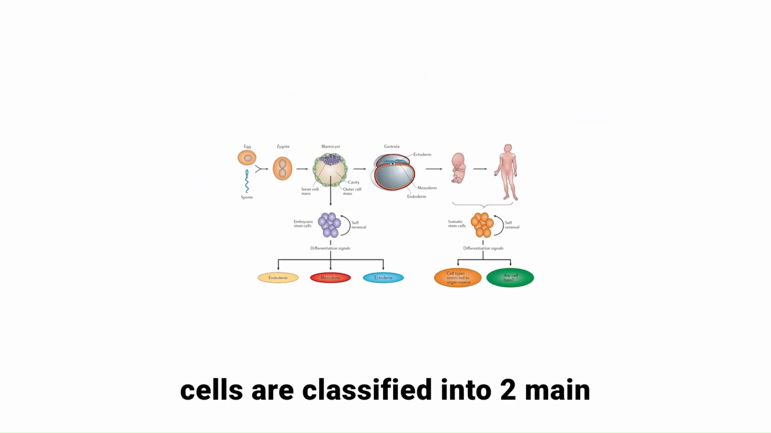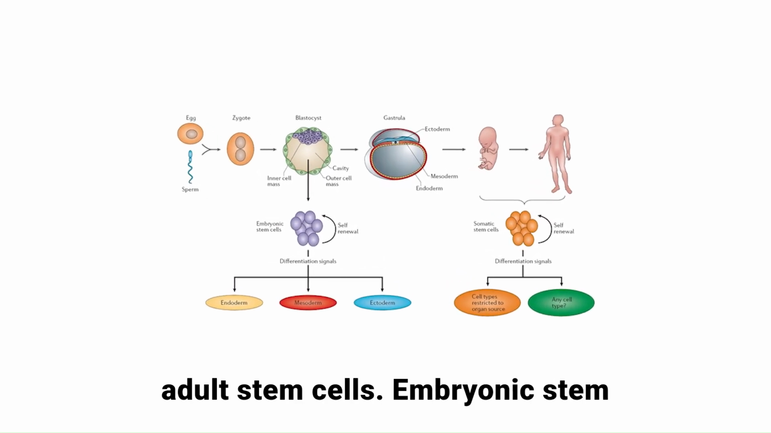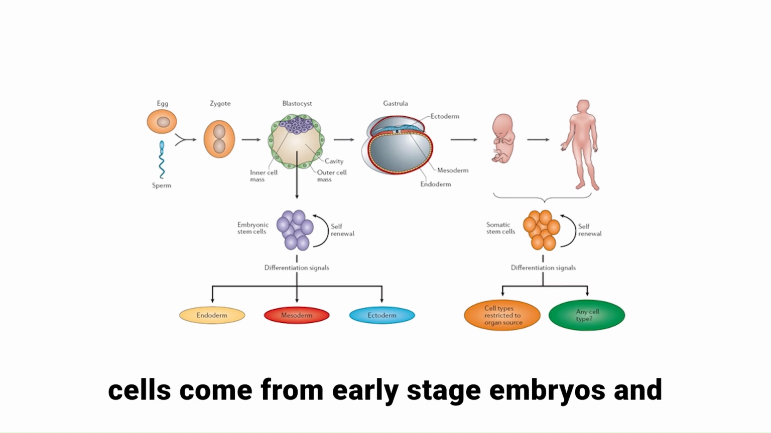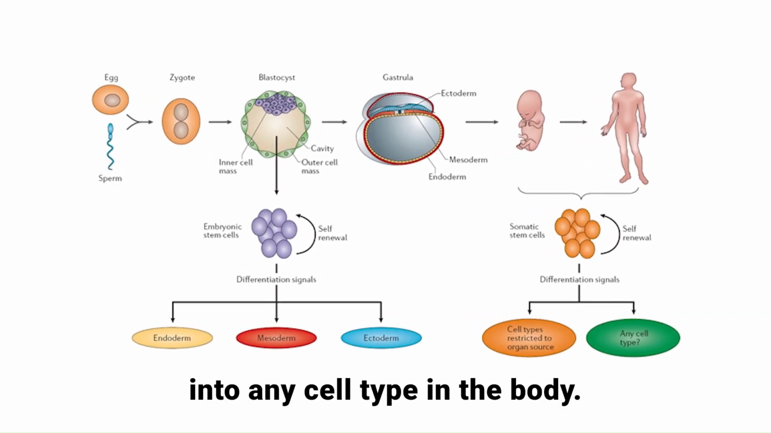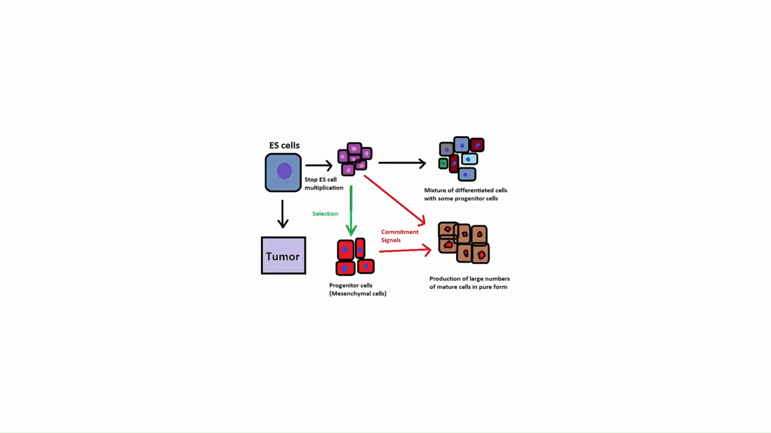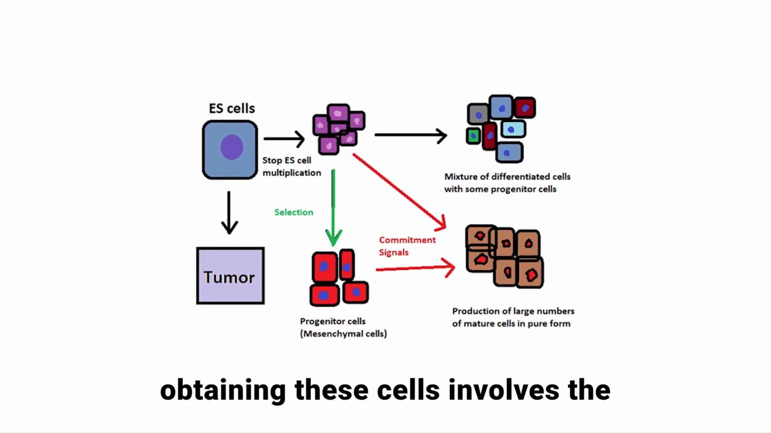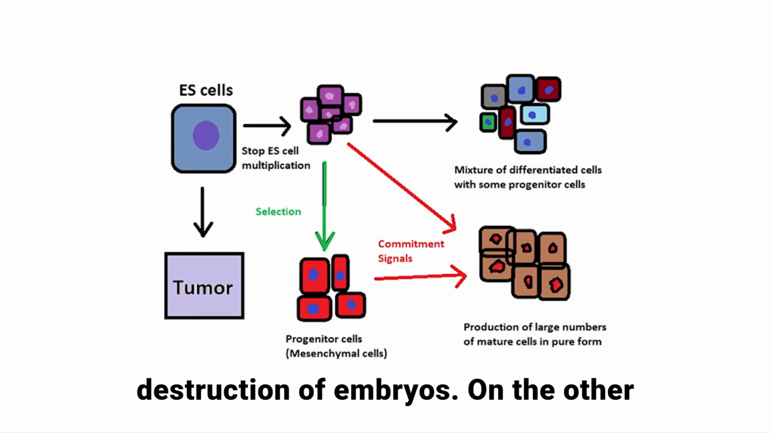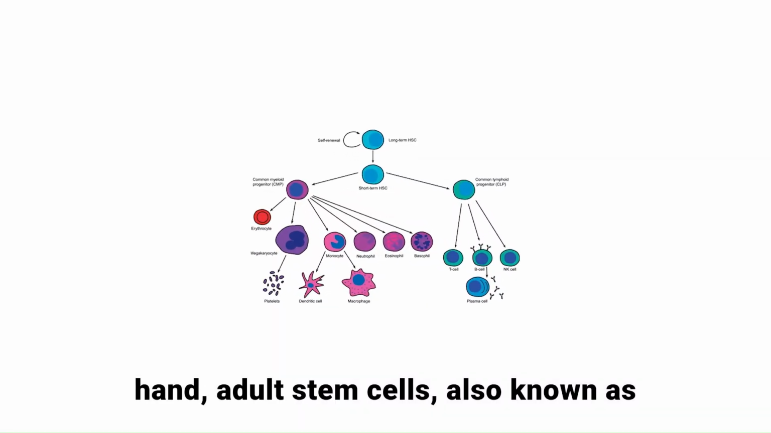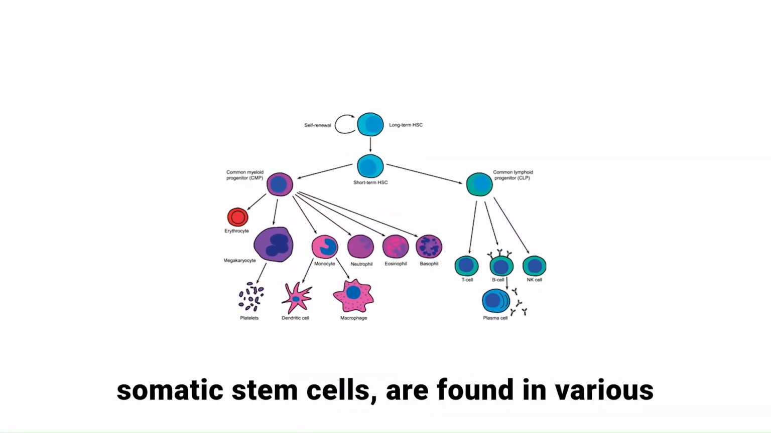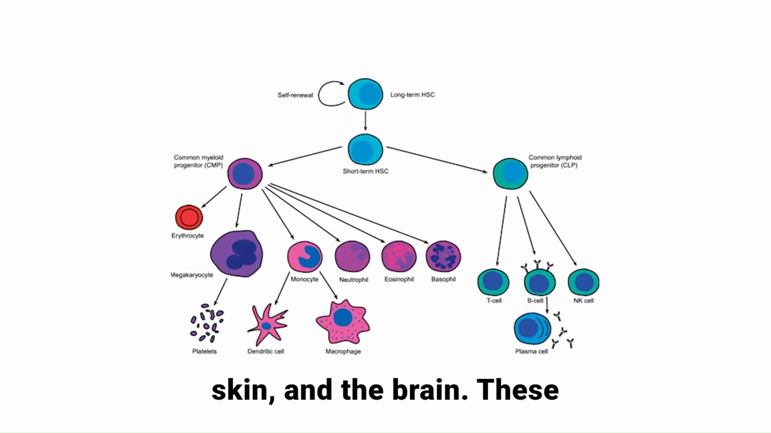Broadly, stem cells are classified into two main categories: embryonic stem cells and adult stem cells. Embryonic stem cells come from early-stage embryos and are pluripotent, meaning they can develop into any cell type in the body. This makes them highly versatile, but it also raises ethical concerns because obtaining these cells involves the destruction of embryos. On the other hand, adult stem cells, also known as somatic stem cells, are found in various tissues in the body, such as bone marrow, skin, and the brain.